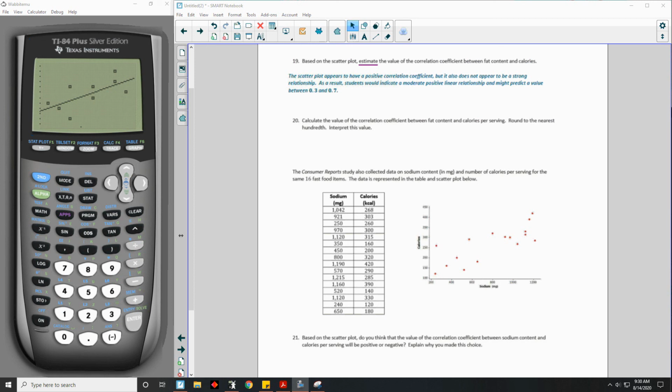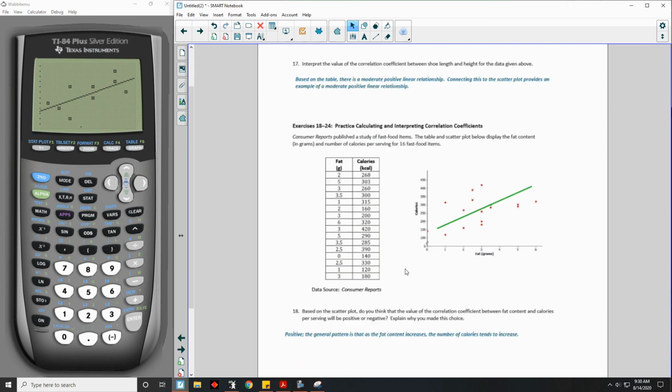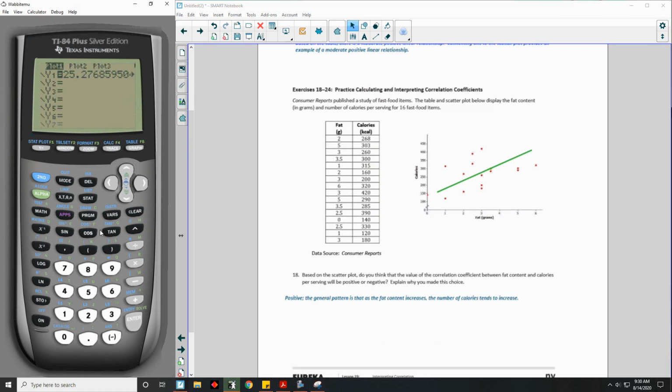Now number 20 says to calculate the value of the correlation coefficient between fat and calories per serving and round to the nearest hundredth. So now they want us to actually find it. So we're going to go back to the data and we're going to enter that in the calculator. So I'm going to go to y equals. I'm going to clear that. I'm going to go to stat, enter, and now I want to enter this data here, and there's stuff in L1 and L2, so press stat, clear list is number 4. We want to clear L1, comma, L2. Enter. Now go to stat, edit, enter the data.